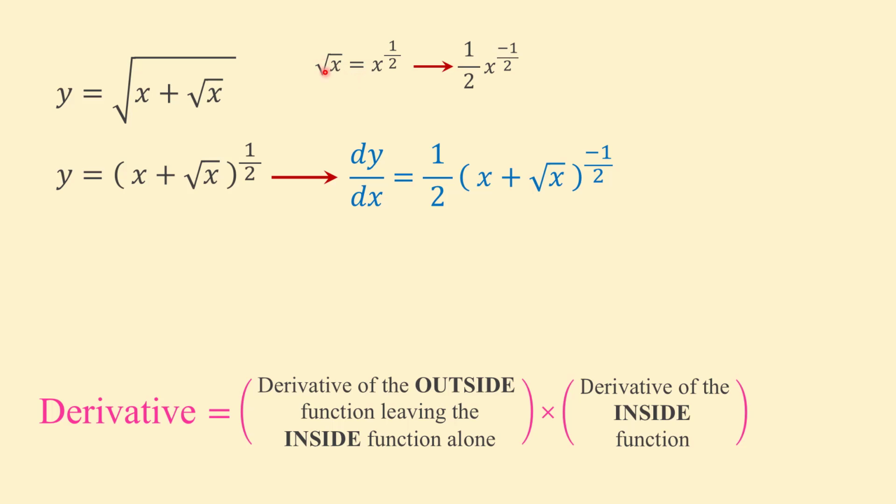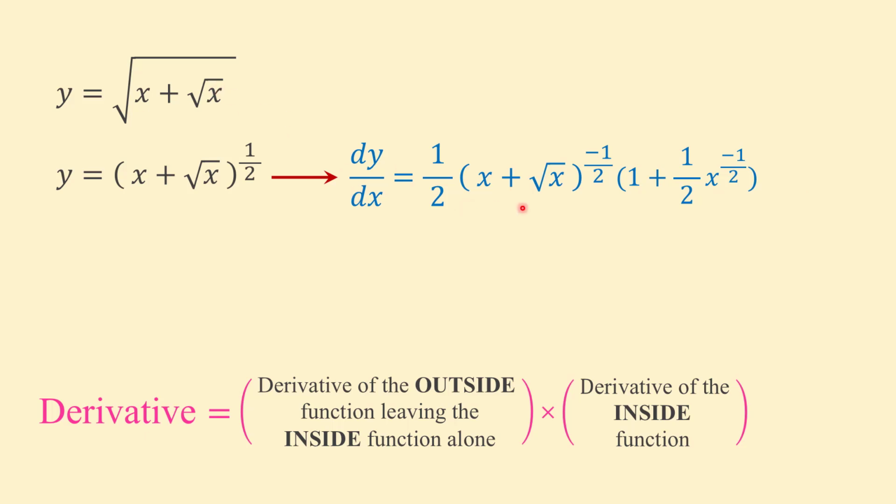Remember that a square root of x can be written as x to the 1/2. And with the power rule, the derivative of this expression equals 1/2 x to the negative 1/2. So the derivative of the inside function equals 1 plus 1/2 x to the negative 1/2. And this is the derivative of this function.